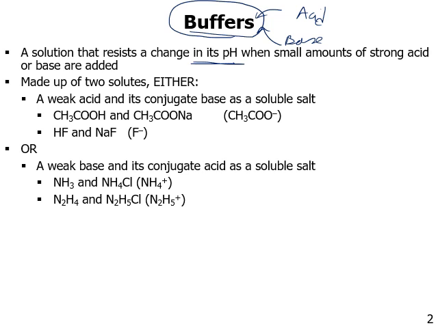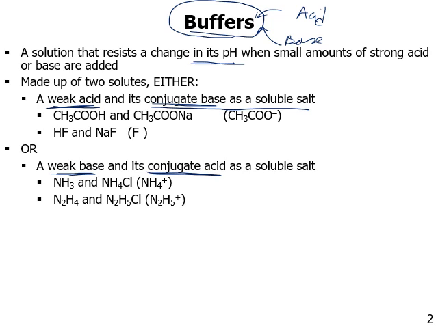Now every buffer consists of two components. You cannot have a buffer without these two components. It would either consist of a weak acid and its conjugate base, which is basically a salt of that acid, or it would consist of a weak base and its salt, which is also called the conjugate acid of that base.